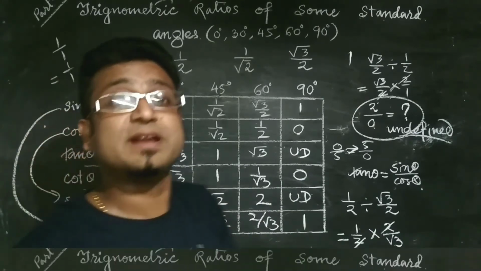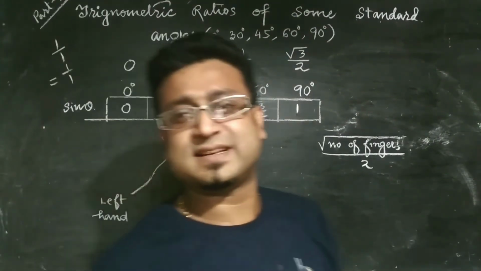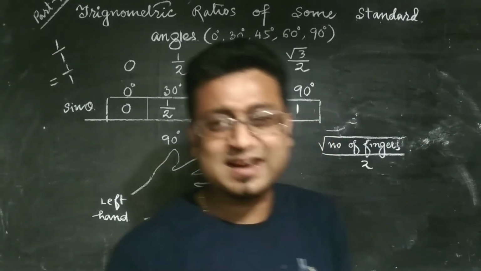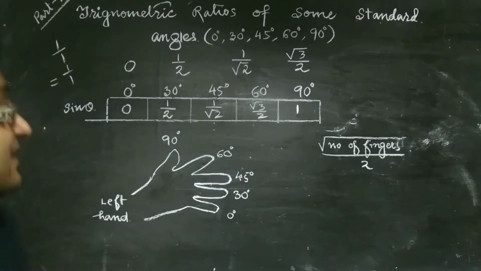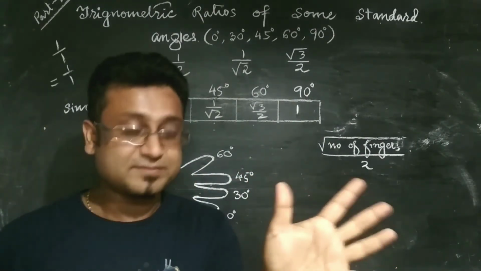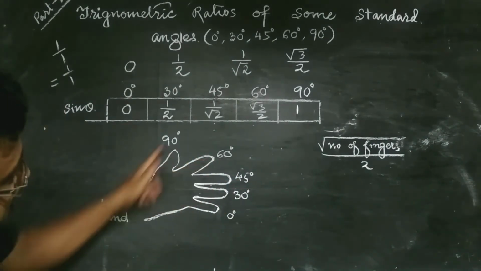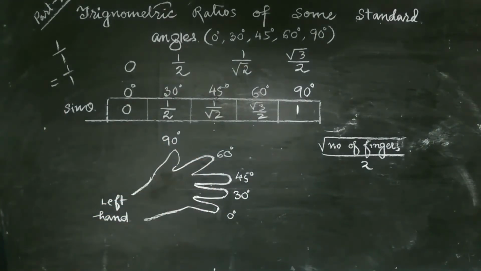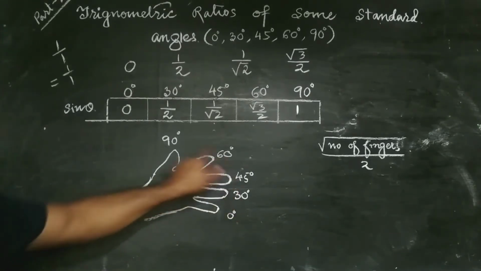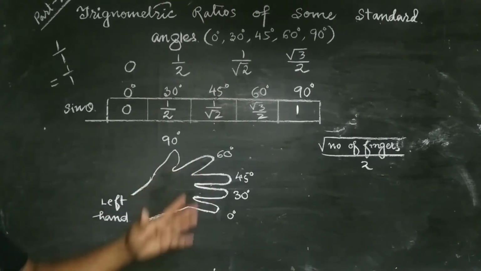Now I am going to show you another trick. Exam hall में कोई cheating paper लेने का जरूरत नहीं है. Just अपना हाथ उठाओ, काम हो जाएगा. कैसे? Just see. Now this is your left hand. Fine. So you just keep your left hand like this, and you just imagine this is your hand. Here you write 0 degree, 30 degree, 45, 60, 90. Clear? क्या लिखा है? ये 90, ये है 0.